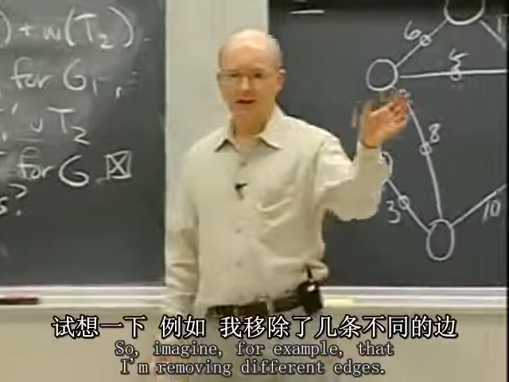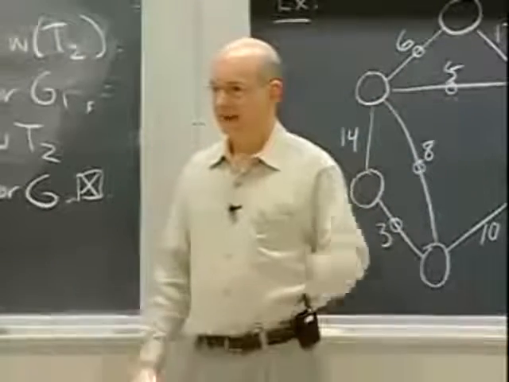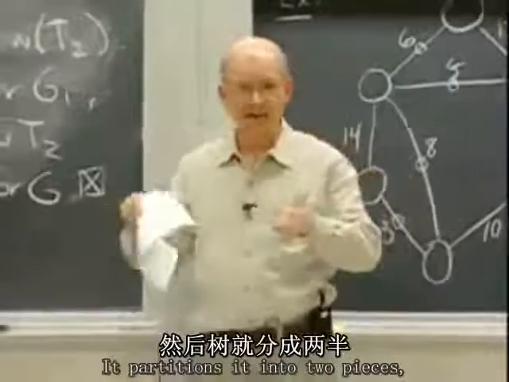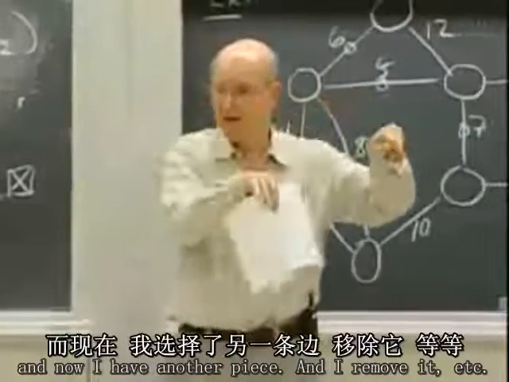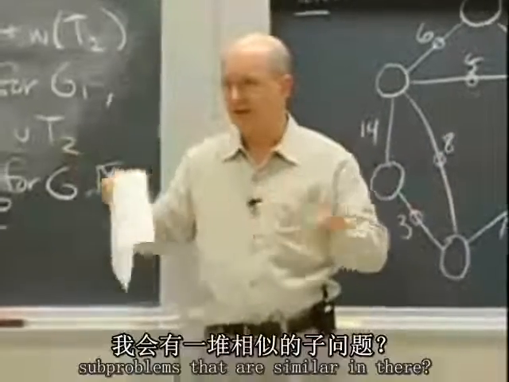So imagine, for example, that I'm removing different edges. I look at the space of taking a given edge and removing it. It partitions it into two pieces, and now I have another piece, and I remove it, etc. Am I going to end up getting a whole bunch of subproblems that are similar in there?